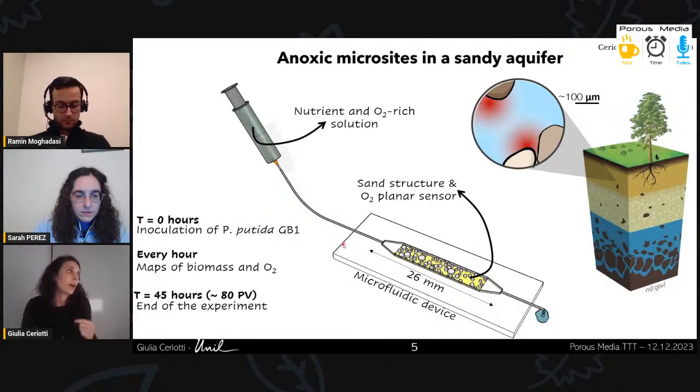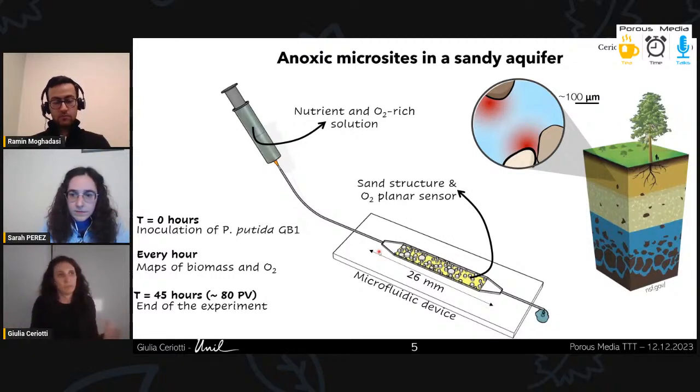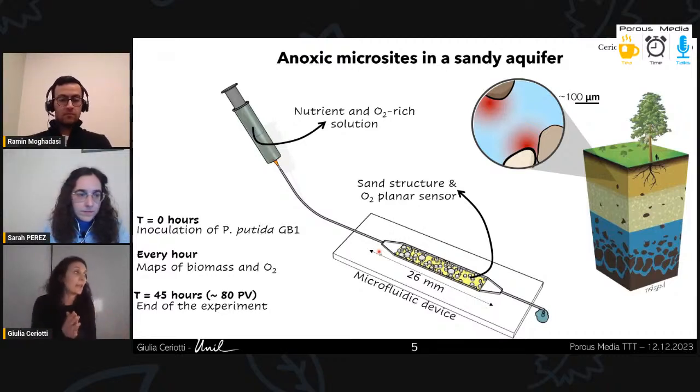And every hour I map, on the entire chip landscape, biomass organization, which means how bacteria are organized in space, and oxygen concentration. The entire experiment lasted for 45 hours, and based on the flow rate that I imposed, the entire experiment lasted more or less 80 pore volumes.